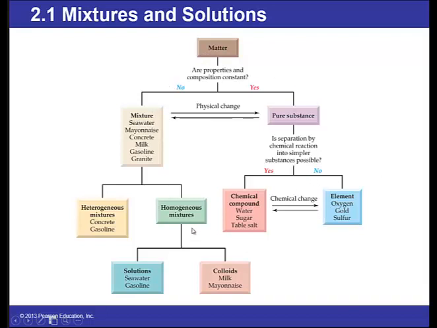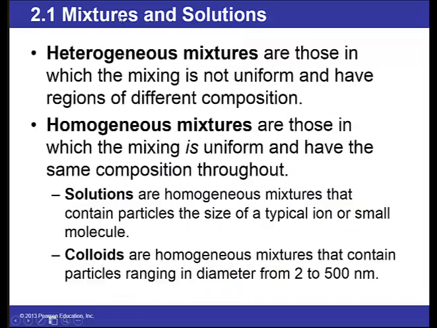Now we're going to spend a little bit of time talking about mixtures. So we said our mixtures can be divided into two major classes, the heterogeneous mixtures or the homogeneous mixtures. So heterogeneous mixtures are going to be those in which the mixing is not uniform. So you can physically see regions of different compositions. So if you look at concrete, for example, oftentimes you'll have larger rocks mixed in with smaller rocks, and it's a very heterogeneous mixture. You can look in different areas and it looks physically different. Homogeneous mixtures, on the other hand, are going to be those in which the mixing is going to be uniform.